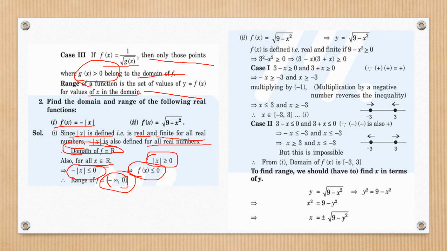And if it would have been just root of mod x, then this would have been the case. So it would be from semi-closed 0 to infinity.